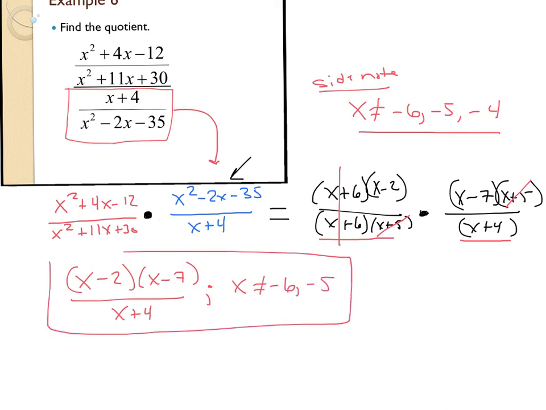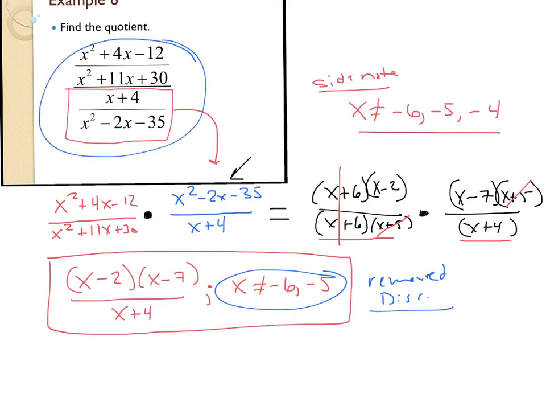I am including my removed discontinuity, because we have to base our domain off the original function. The -4 I don't include because it's already here. It's implied because it's in the problem.